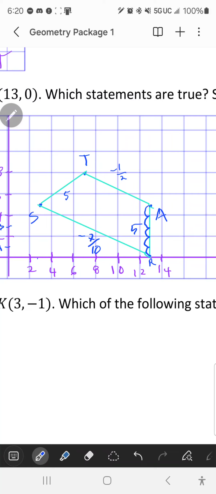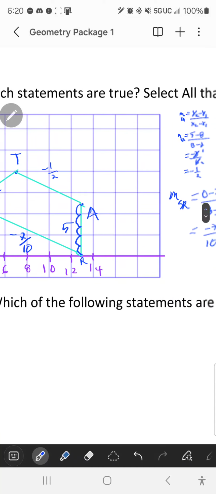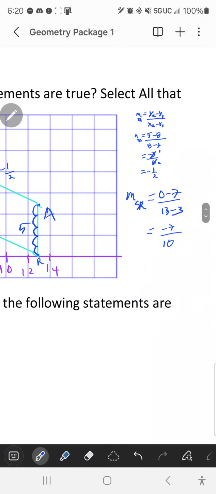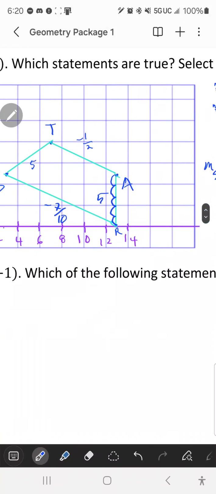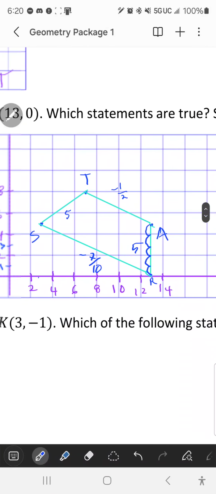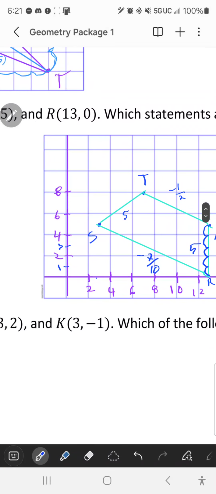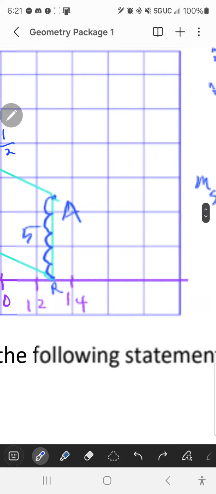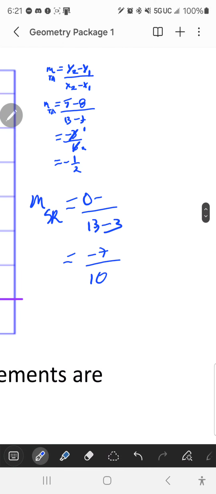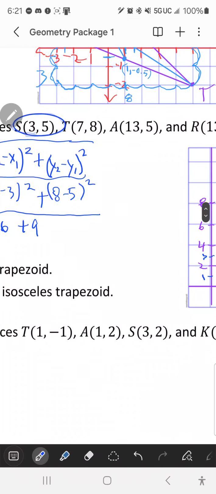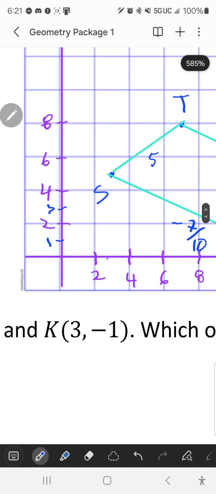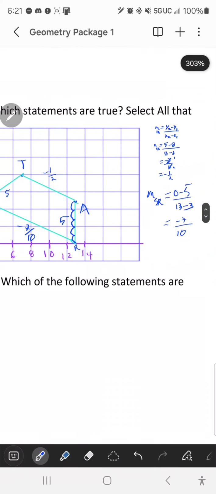Yeah, no, I did it right. Wait, no. This is 5. The coordinate for S is 5. It's not 7. S is 3, comma 5. I'm sorry, I got confused. I can say that many of you should have realized that. So I'm sorry, that was really bad for me.